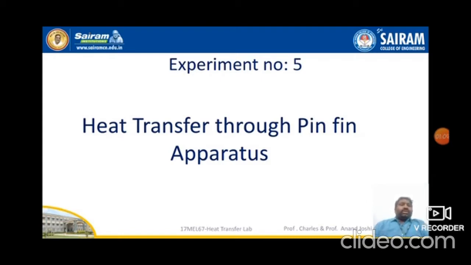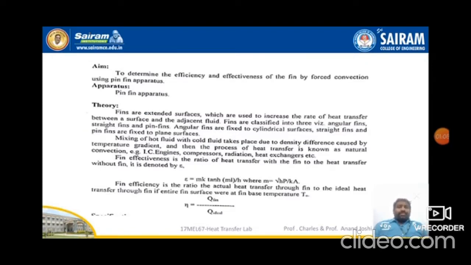We'll discuss what the aim of the experiment is and how to conduct this experiment. The aim of the experiment is to determine the efficiency and effectiveness of the fin by forced convection using pin fin apparatus. You may know that there are two types of convection by Newton's law of cooling. One is natural convection, or free convection. Another one is forced convection.